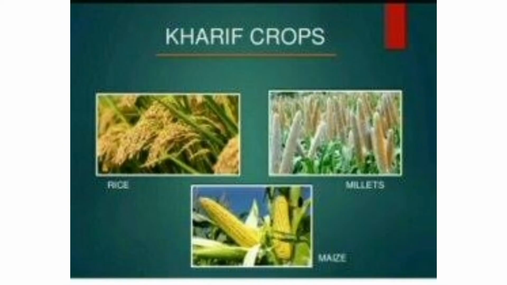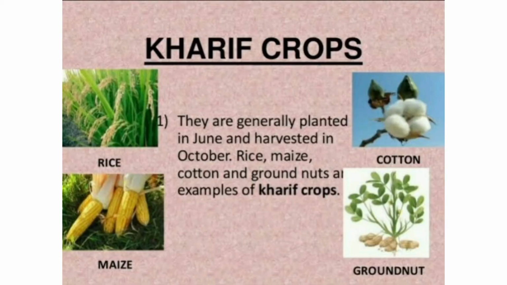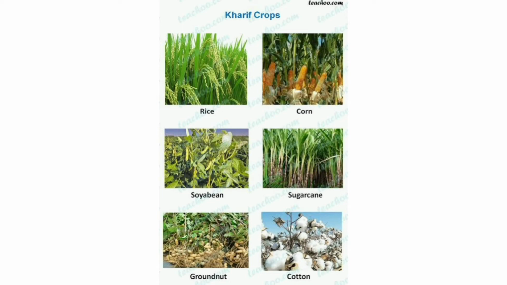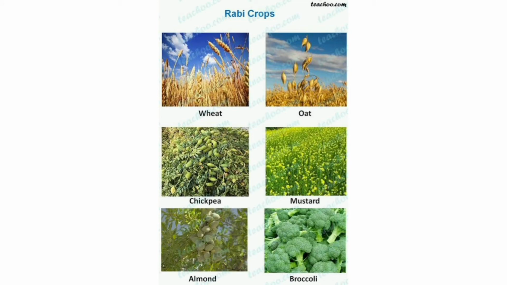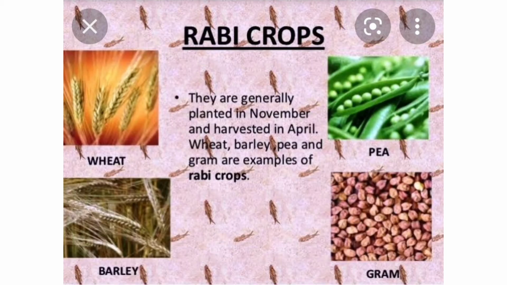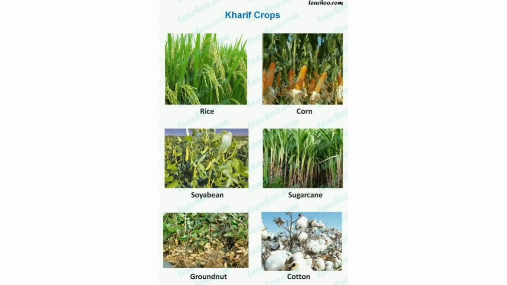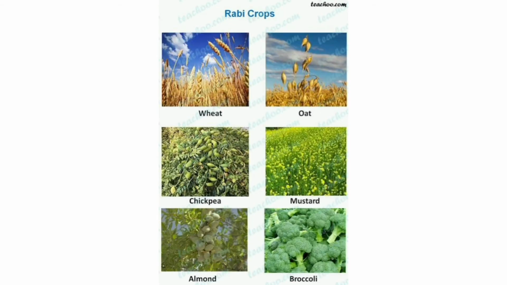So what are kharif crops? Based on the growing periods of a crop, the kharif crops are generally planted in the month of June and harvested in October. For example, rice and maize are examples of kharif crops. Next is rabi crop. Rabi crops are generally planted in the month of November and harvested in April. For example, wheat, barley, pea and gram are rabi crops. Here are some examples of kharif crops and rabi crops.